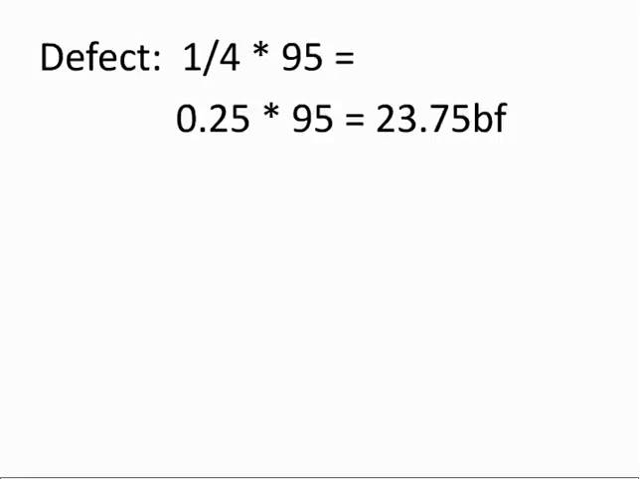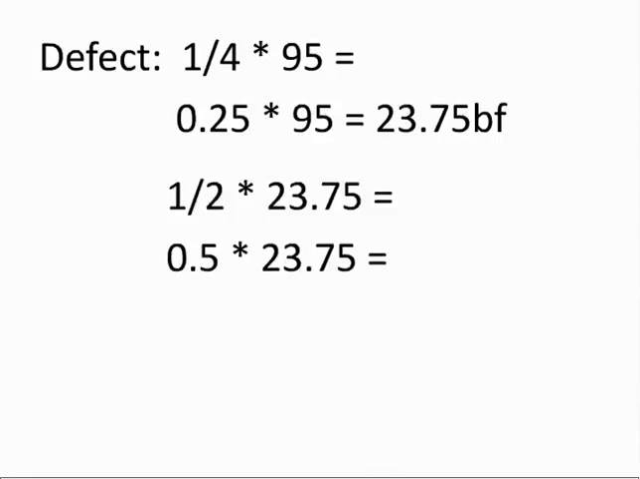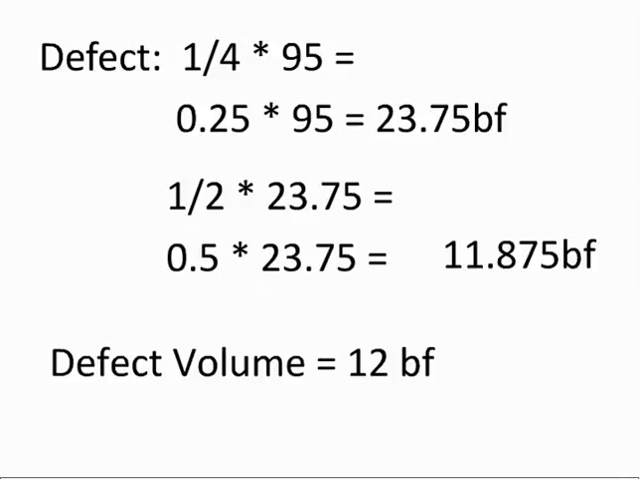But now don't forget, I have length also. Although it's a quarter of the diameter, it's only half of the length. So now I take that defect and I divide by 2, or multiply times 0.5, and I'm left with my final defect volume of 12 board feet. Best to round up, so 12 board feet. So this log has 95 board feet gross, a defect of 12 board feet. How do I get the net?